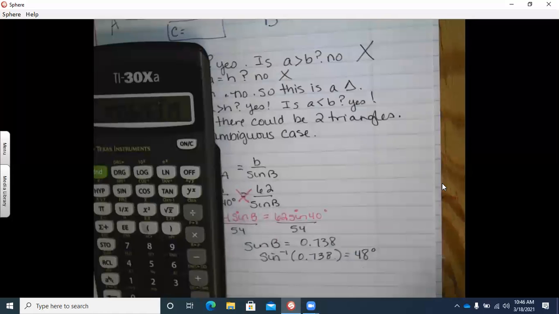Make sure you round to whatever the directions tell you to round. If I forget to tell you to round, ask me, so that all of our answers should be exactly the same. All right. So angle B is 48 degrees, but listen.